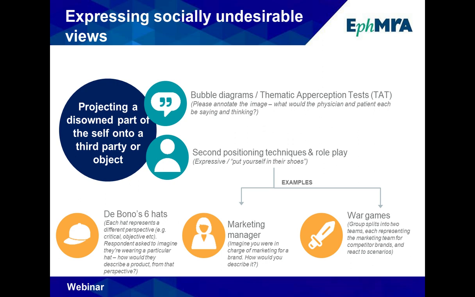The other technique here is second positioning techniques and role play. They can be very simple, just asking a physician to imagine a colleague who treats patients in a different way and asking them to explain why they might. So, for example, we've spoken to some other physicians like yourself, and they've told us that they would consider product X in patients like this. Why might they do so?